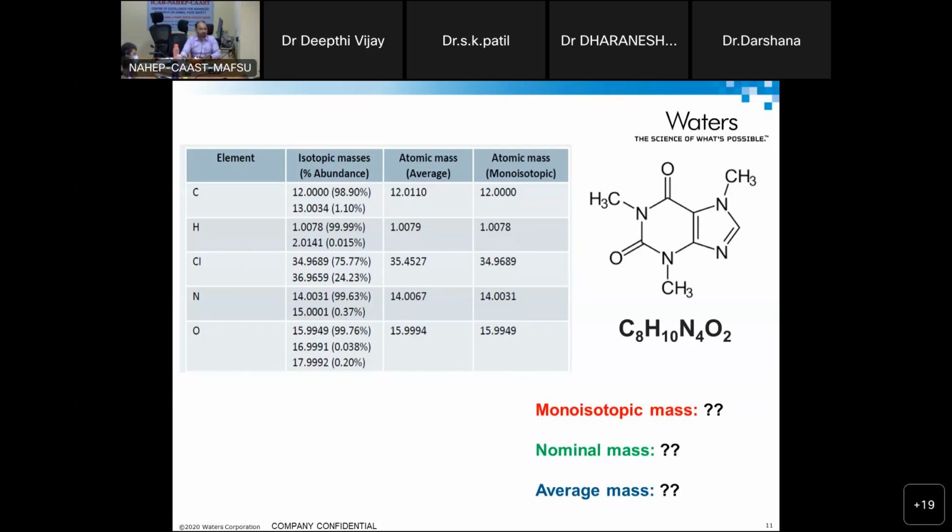Check whether the value you have calculated is correct or not. The monoisotopic mass for this particular compound is 194.08, the nominal mass is of course 194, and the average mass would be 194.19. So this compound is basically caffeine.